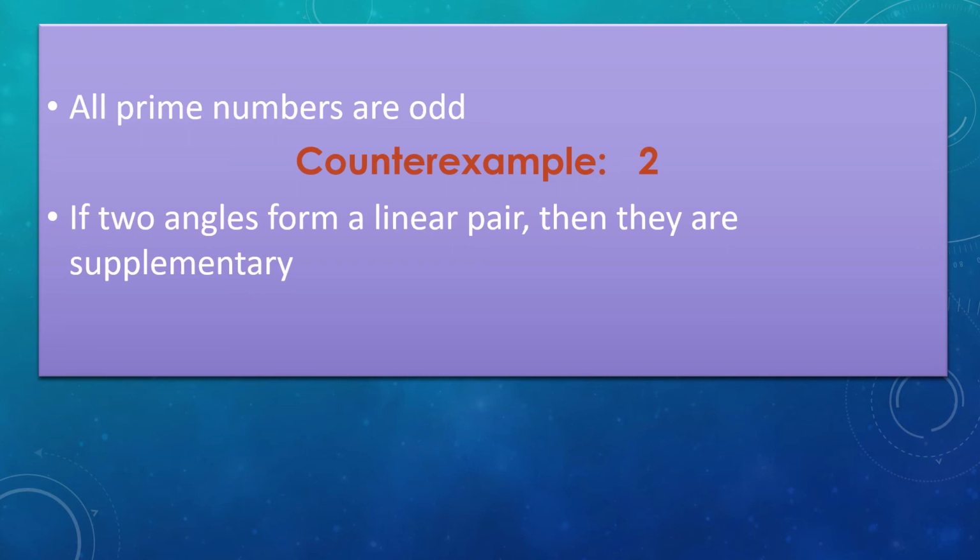If two angles form a linear pair, then they are supplementary. Linear pair, always their unshared side is a line. So a line, a straight angle, is 180 degrees, so that one would be true.